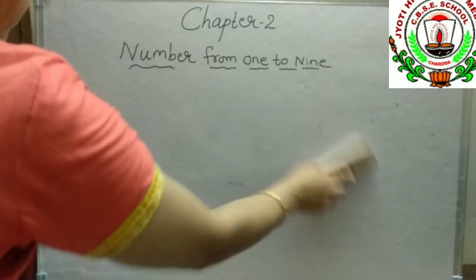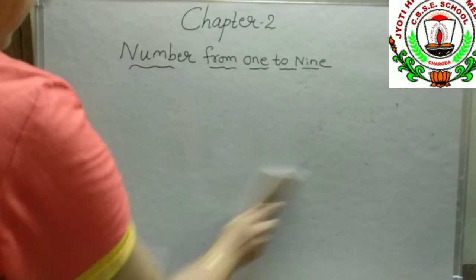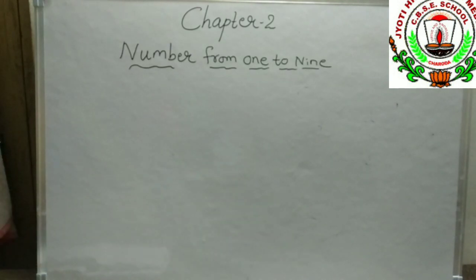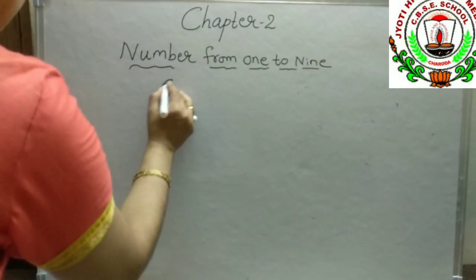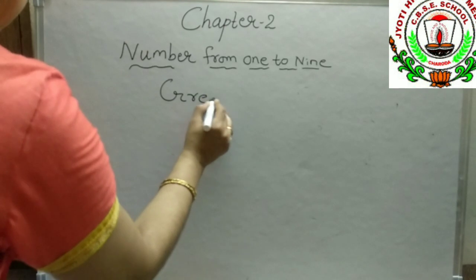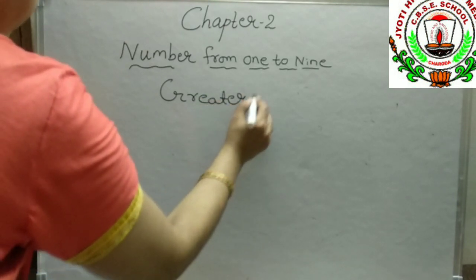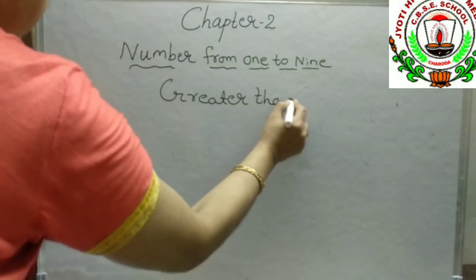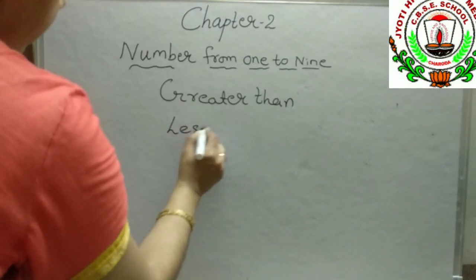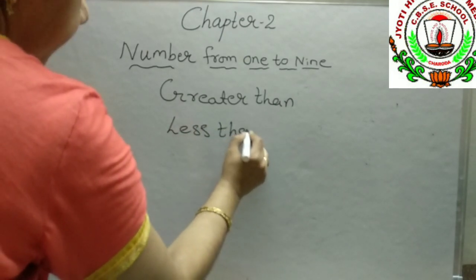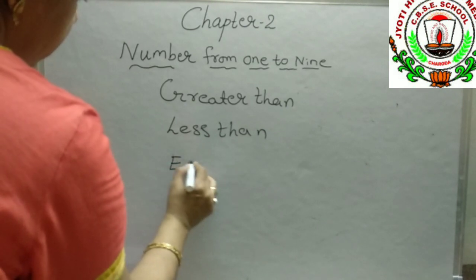Now we will compare this greater than, less than and equal to with their symbols. Symbols means signs. First I have explained you greater than. Next is less than. Third is equal to.